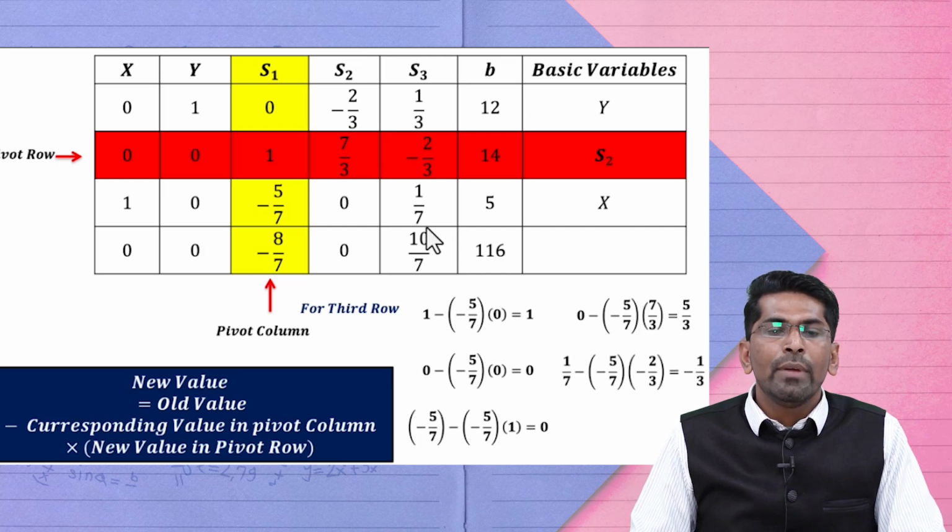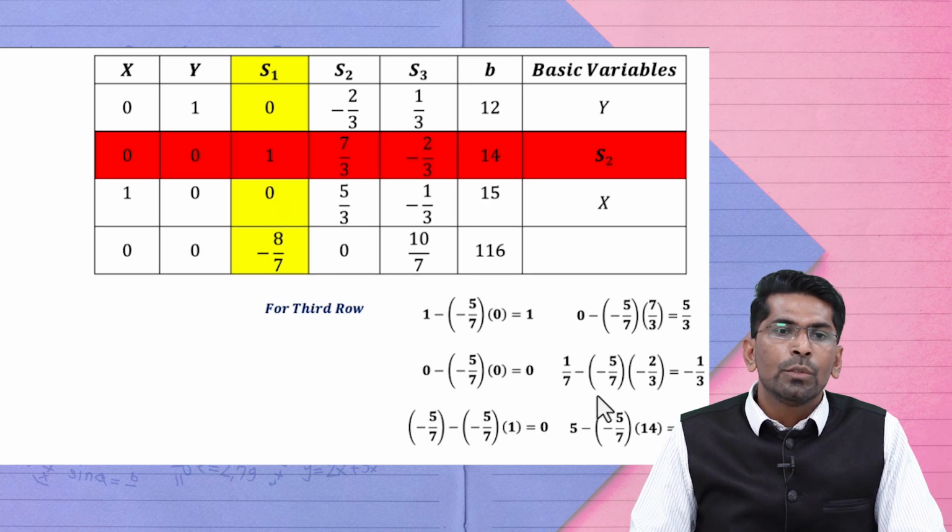Then 1 by 7 minus 5 by 7 into minus 2 by 3, which is equal to minus 1 by 3. Then 5 minus 5 by 7 into 14, which is equal to 15. So the old values now we are going to replace with the new calculated values. So it will become 1, 0, 0, 5 by 3, minus 1 by 3 and 15.